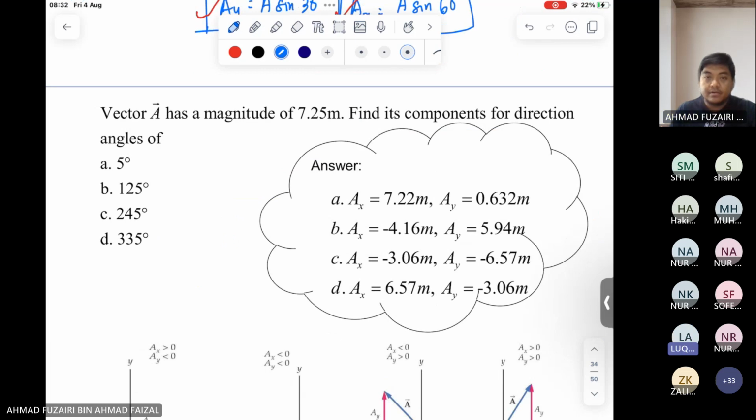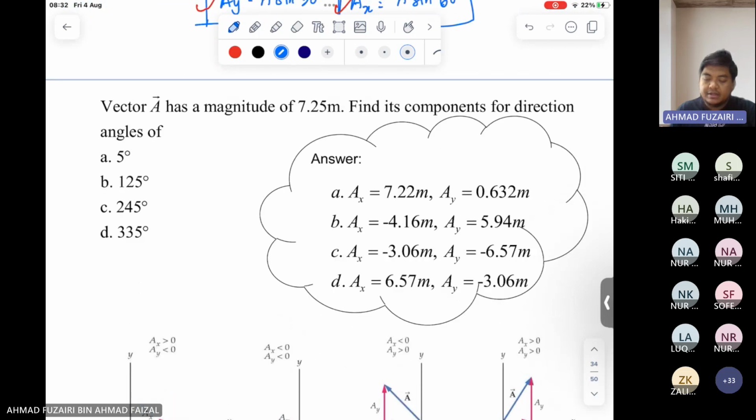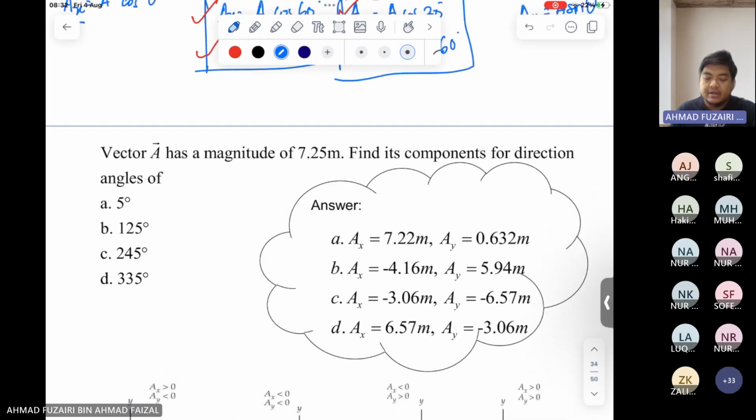Tak ada, sir. Okay. Now you can use your calculators. Siapa yang ada calculator tu boleh gunakan.